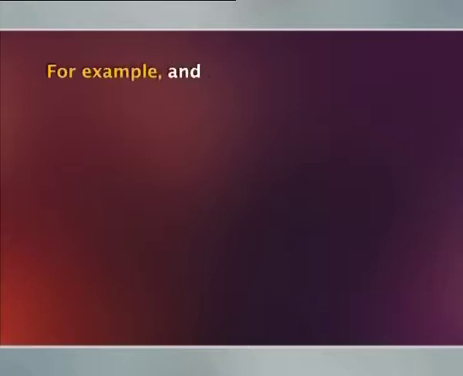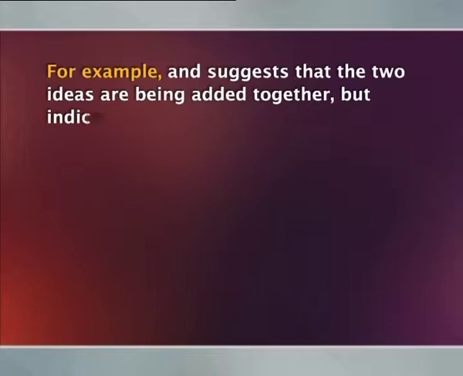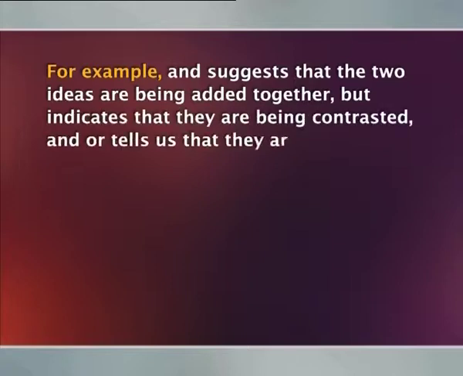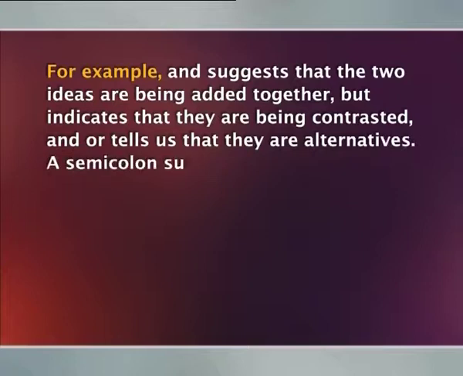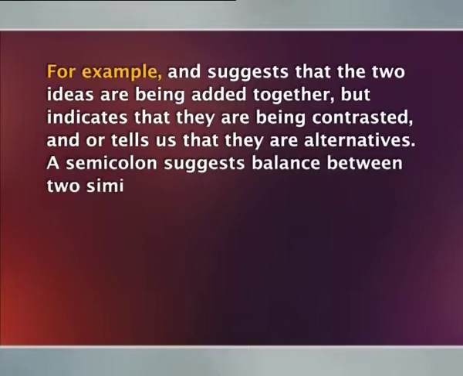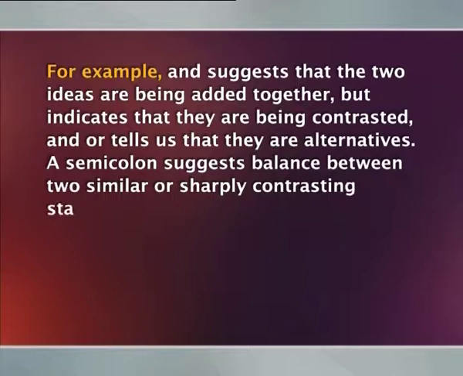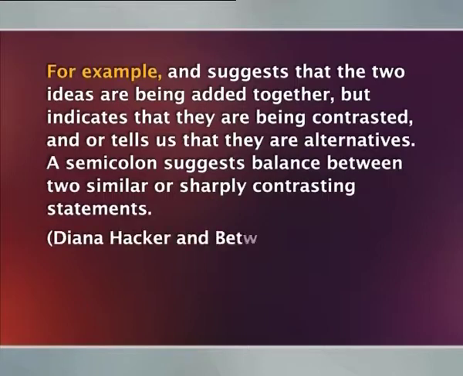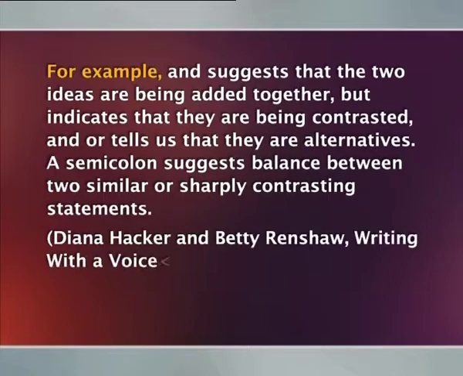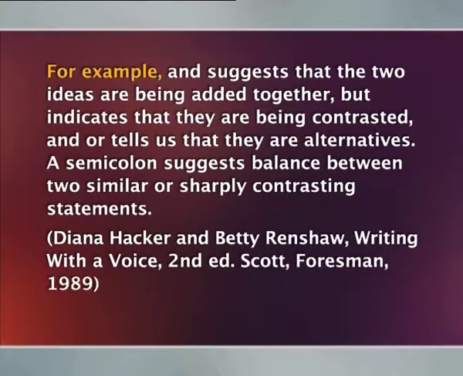For example, and suggests that the two ideas are being added together, but indicates that they are being contrasted. And or tells us that they are alternatives. A semicolon suggests balance between two similar or sharply contrasting statements. Diana Hacker and Betty Renshaw, Writing with a Voice, 2nd edition, Scott Foresman, 1989.